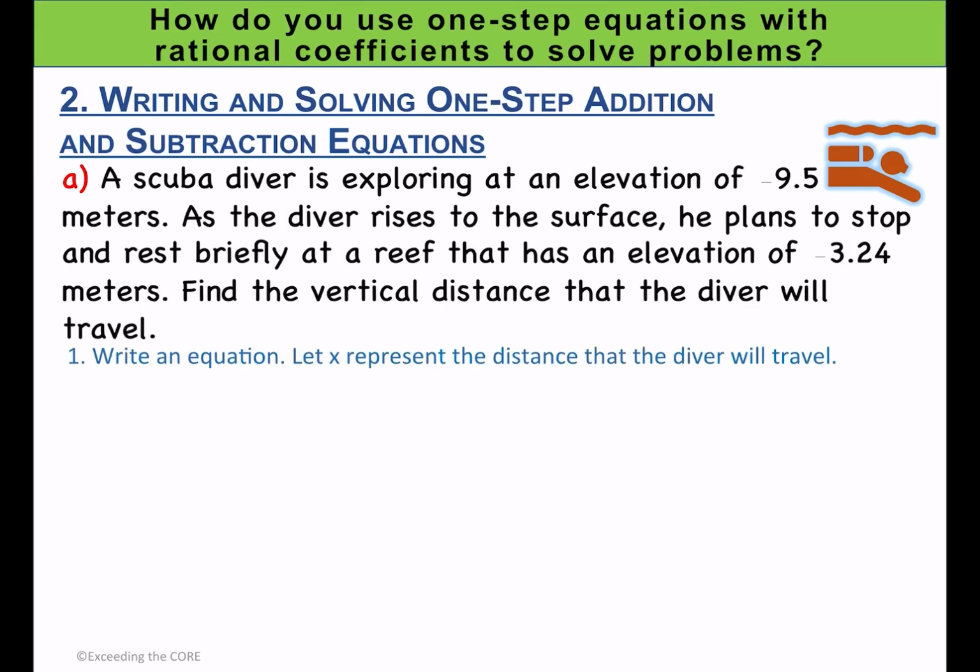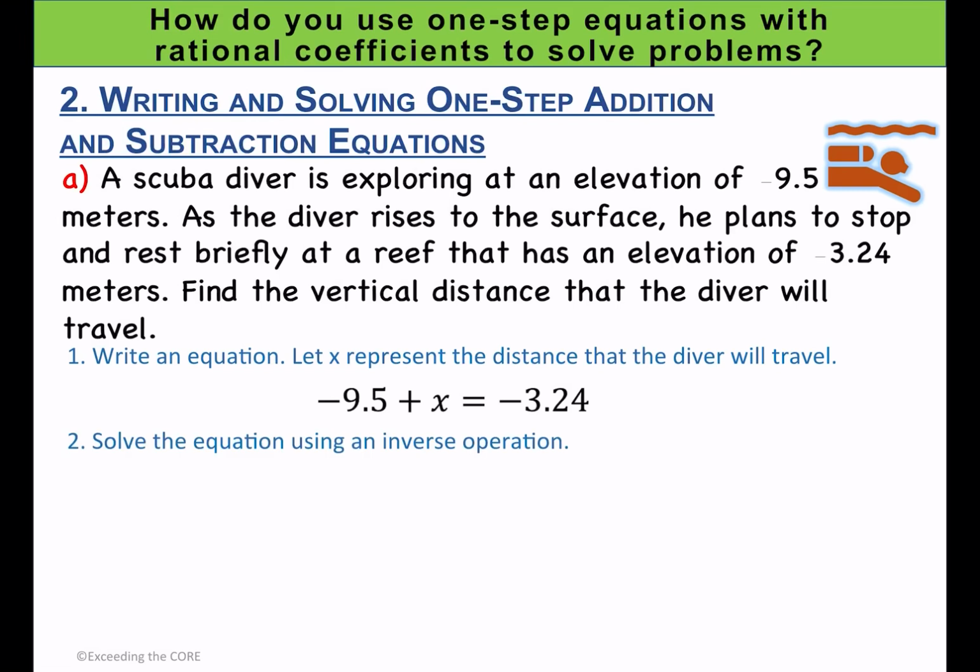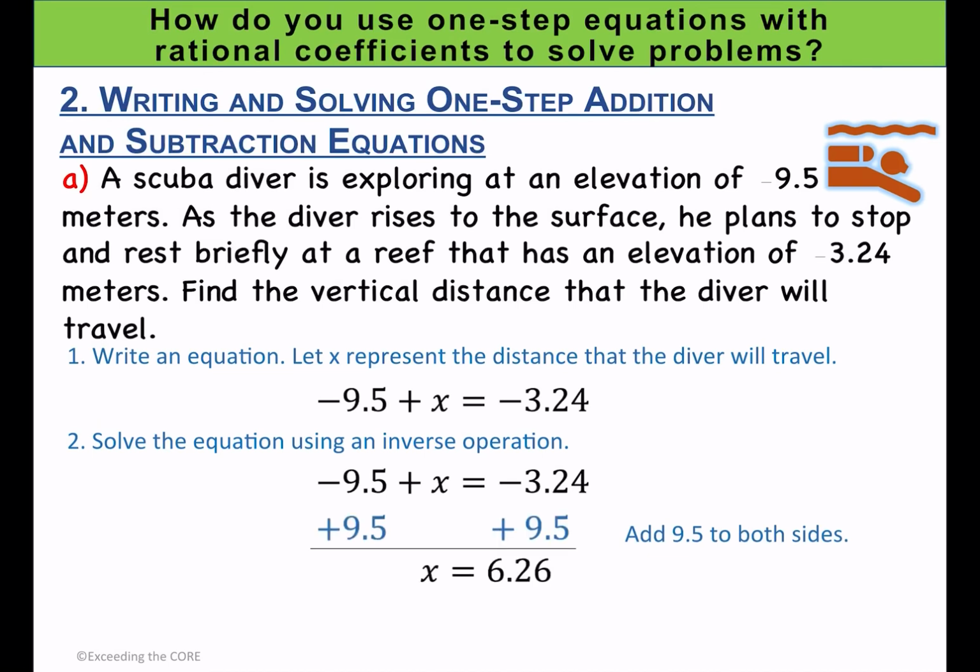So first of all, write an equation. Let x represent the distance that the diver will travel. So we have negative 9.5 plus x is going to equal negative 3.24. To solve the equation, I want to do the inverse. So I need to get x by itself, and I have negative 9.5 with x. So I'm going to add 9.5 to both sides, which ends up being x is 6.26. The diver will travel 6.26 meters.